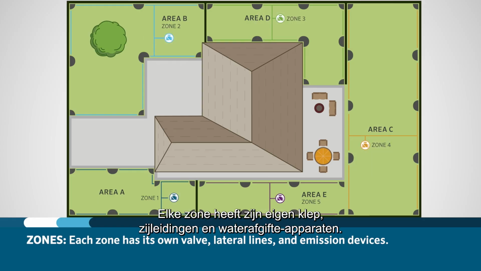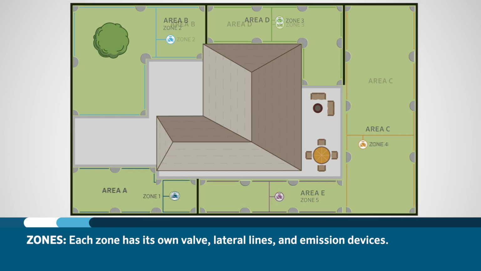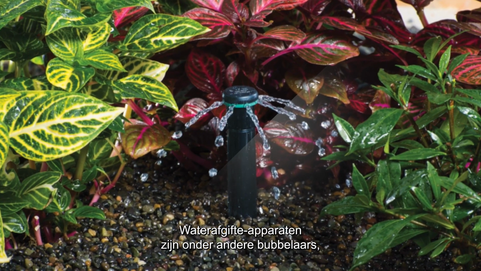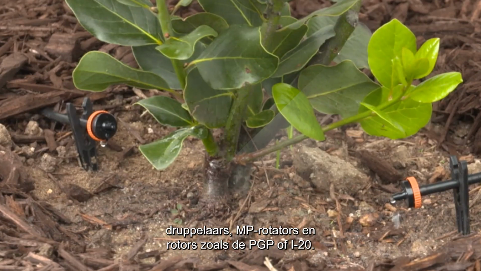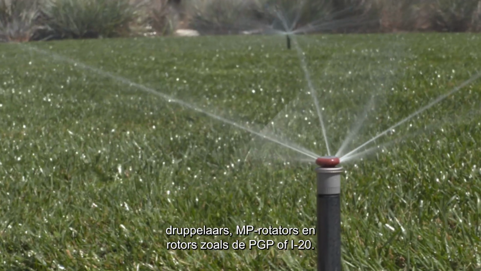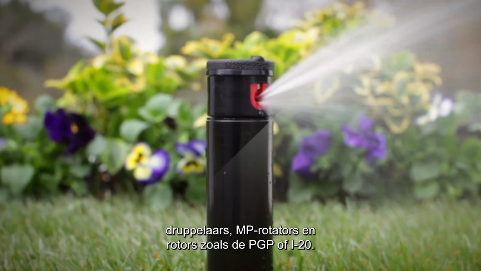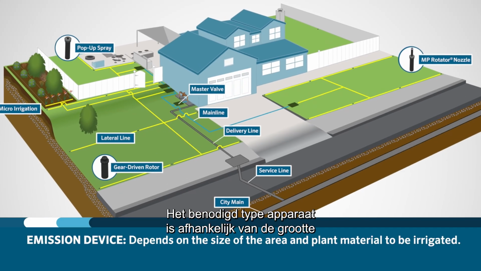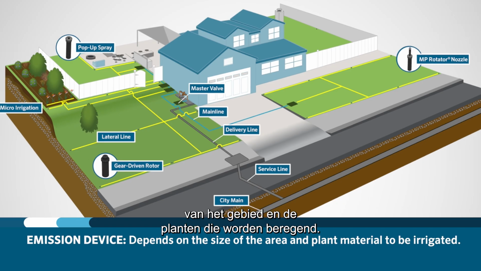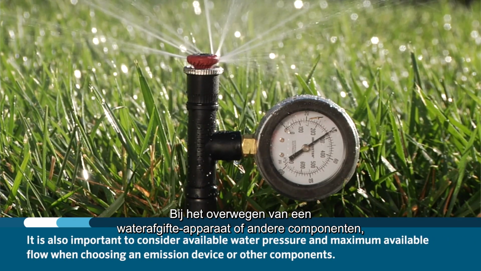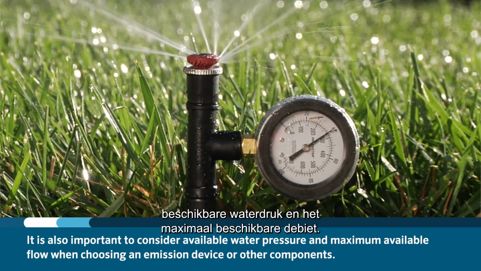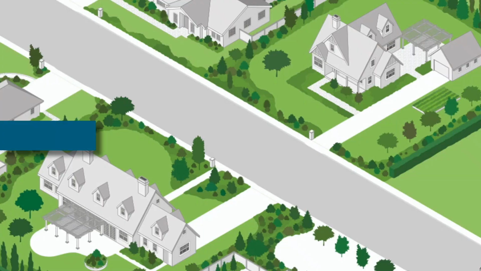Each zone will have its own valve, lateral lines, and emission devices. Emission devices include, but are not limited to, bubblers, drip, MP rotators, and rotors like the PGP or I-20. The type of device needed is dependent on the size of the area and plant material to be irrigated. It is also important to consider available water pressure and maximum available flow when considering an emission device or other components.